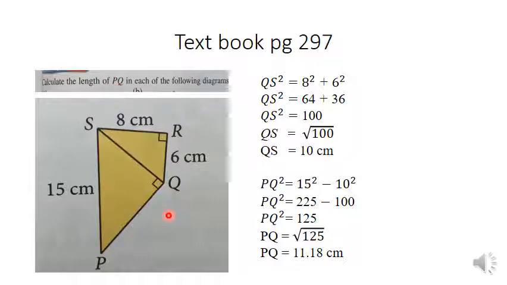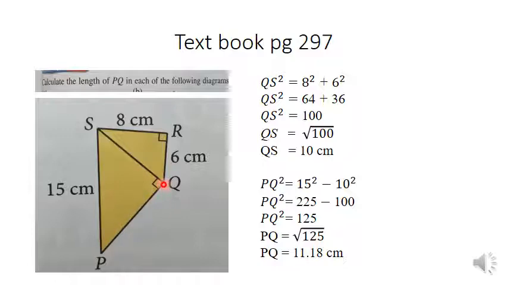Look at the given diagram. You want to find the length of PQ. So focus on this triangle. This triangle, you have three sides. The first side, PS, the length is 15 cm. The second side, QS, you do not know the length. And the third side, PQ, you want to find the length.